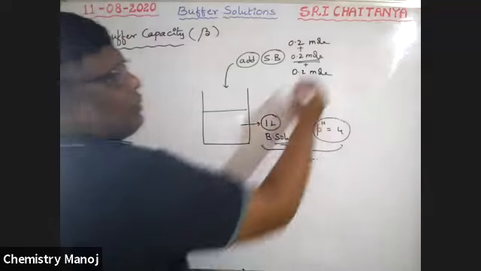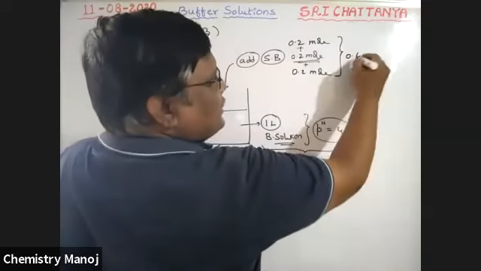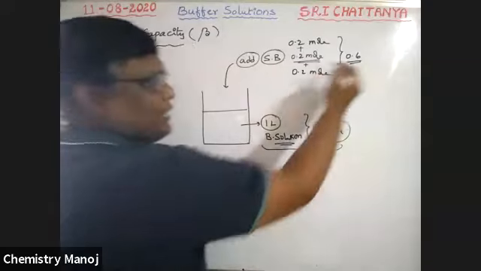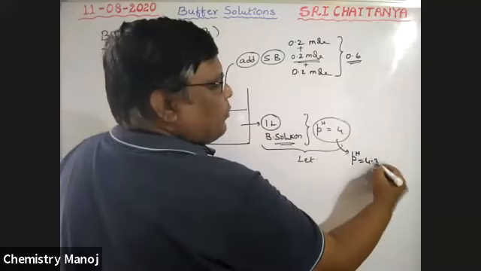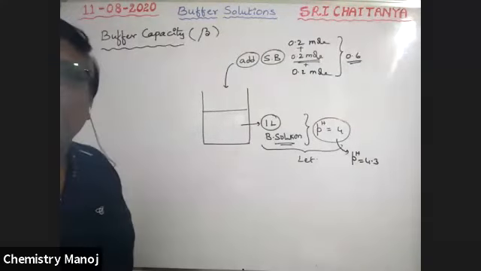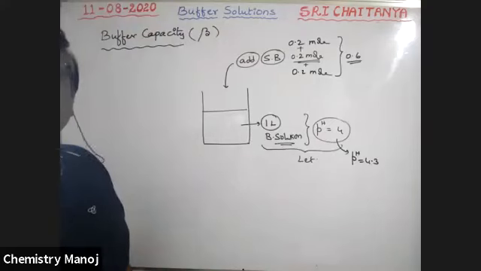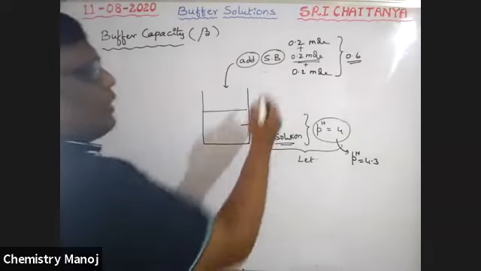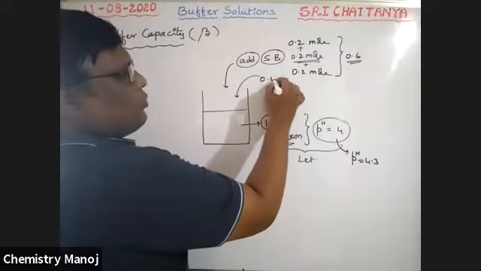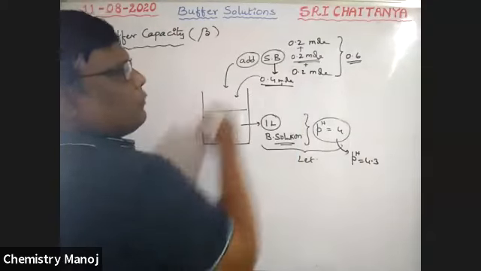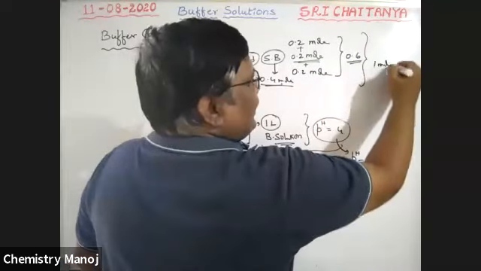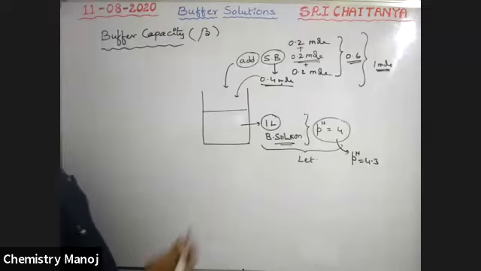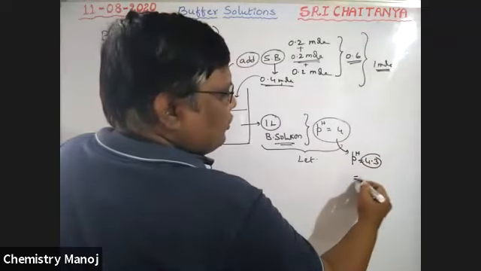Now how much is added in total? 0.6 moles is added. At these 0.6 moles, the pH value becomes 4.38. Let us assume, my dear boys, pH is equal to 4.38. Now one more 0.4 moles is further added. Now how much is added in total? 1 mole total is added. So the pH value changes to 4.6.